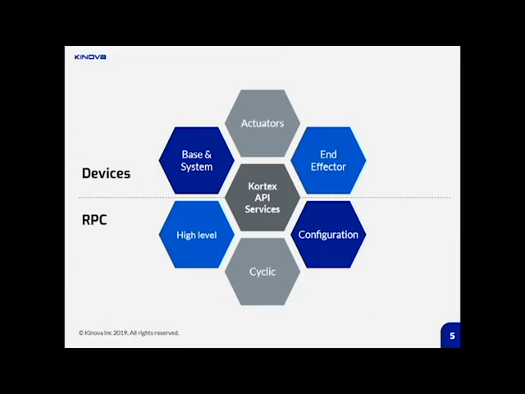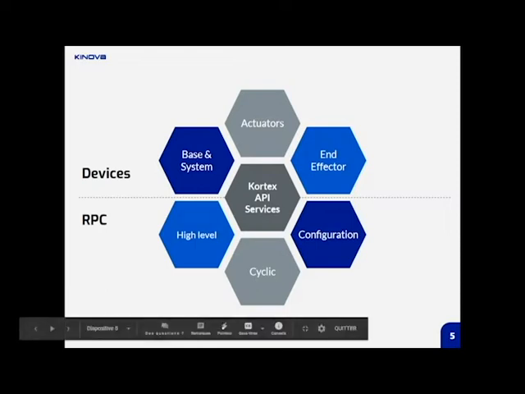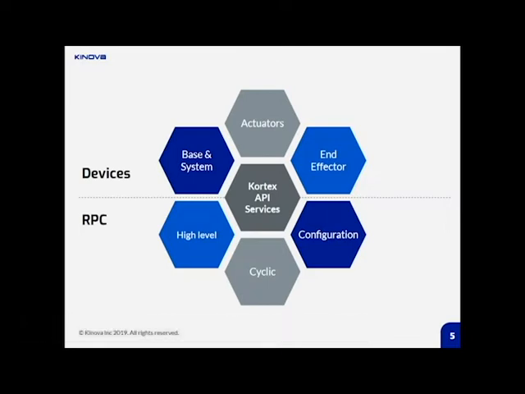The way this is accomplished is that each device on the robot is associated with services that provide remote procedure calls, generally abbreviated to RPCs, enabling you to interact with it. There are three different kinds of RPCs. High-level commands are used to control the behavior of the robot as a system. For example, gripper pause command.